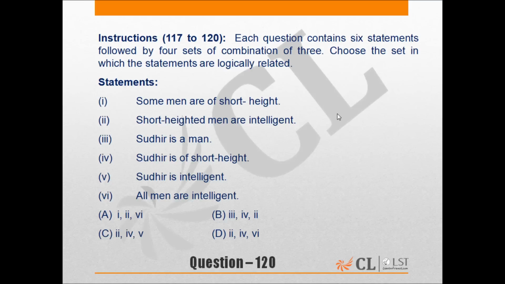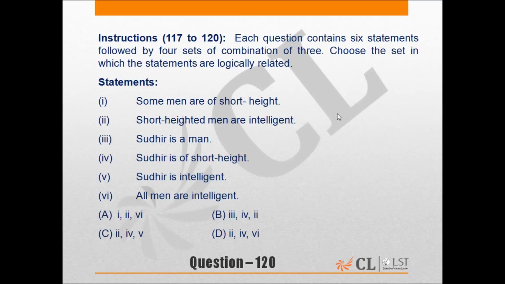Option C only talks about 2, 4 and 5. So 2 and 4 are the facts. 2 talks about short-heighted men. 4 only says Sudhir is of short height. We do not know whether he is a man. But if I look at option D, D anyway talks about 2, 4 and 6. Short-heighted men are intelligent. Sudhir is of short height. 6 says all men are intelligent. We have no information in statements 2 and 4 of all men. Hence, 6 will not follow from 2 and 4. Hence, option D is also clearly rejected.